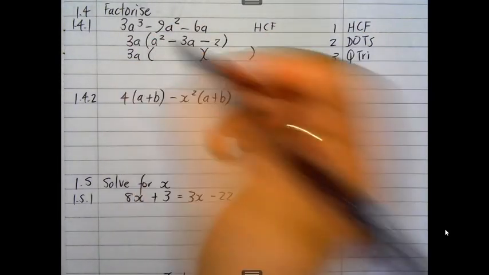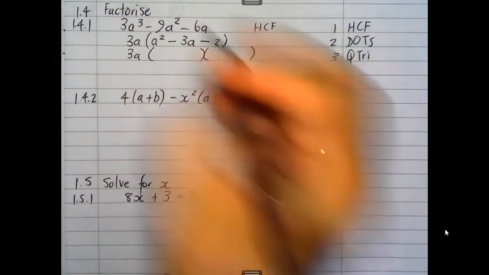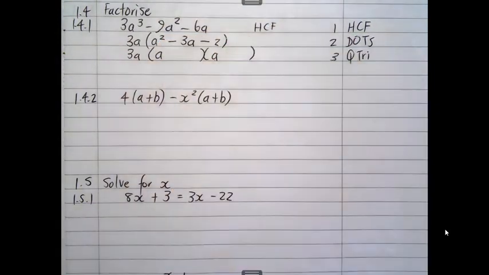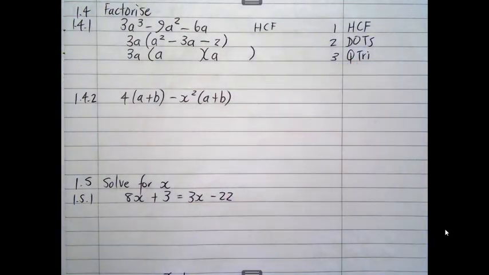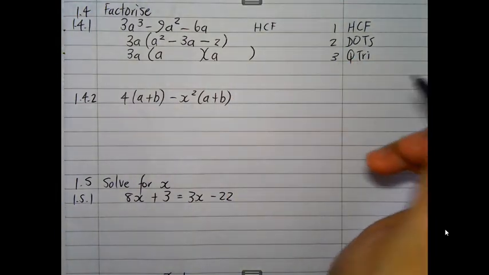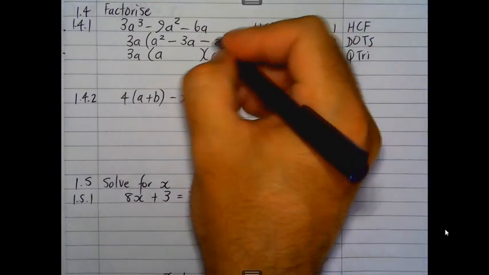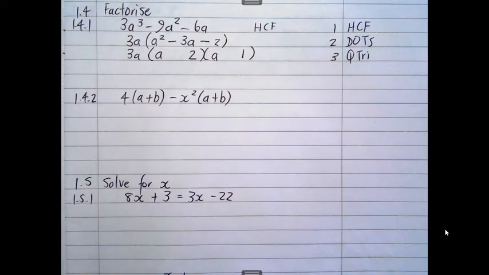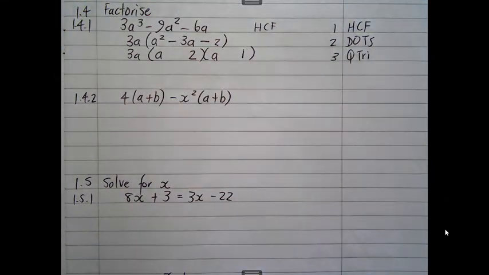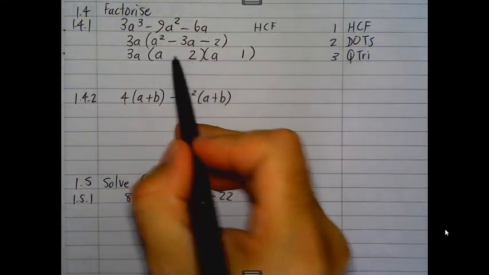A squared means that the start of each bracket is going to be an A and an A. We then look at the 2 and say, how do we get to 2? The answer being 2 times 1, the only option, in fact, to get 2. So 2 times 1 goes over there at the end of both brackets. We now have to look carefully at the signs.